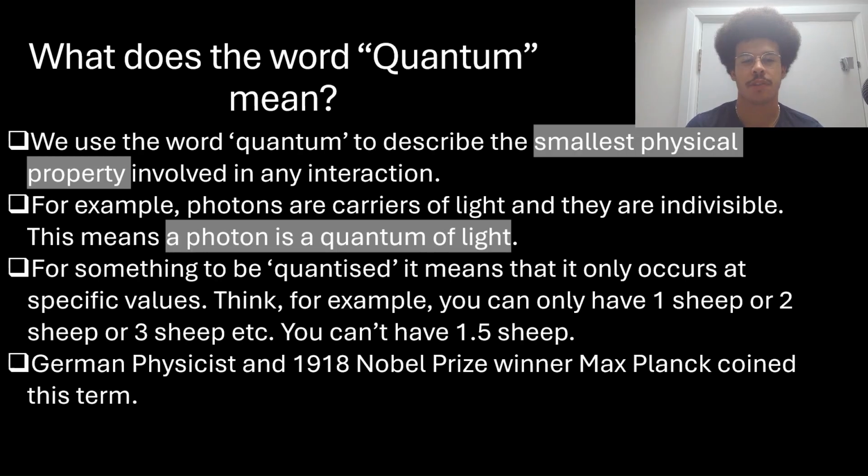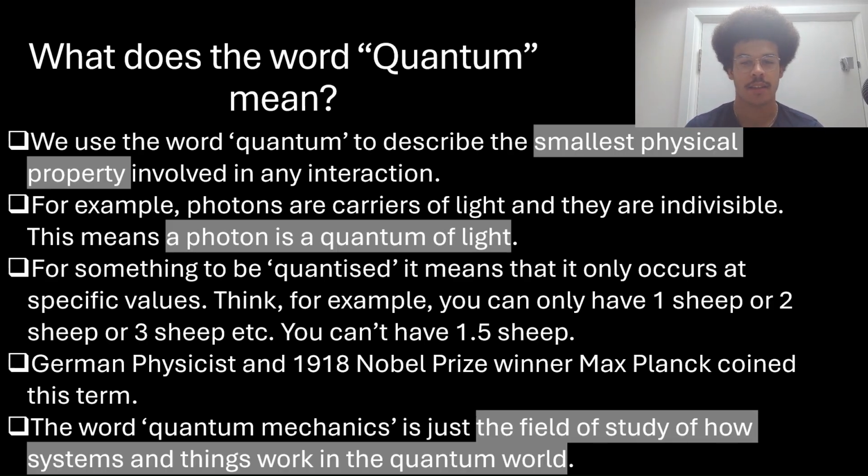And so the German physicist and Nobel Prize winner Max Planck coined the term quantum in a famous paper over 100 years ago. And so therefore it naturally follows that quantum mechanics is simply the field of studying how systems work at the smallest scales, how they work and operate in the quantum world. So that is all quantum mechanics really is. Doesn't make it simple, but it's simple to understand what it describes.